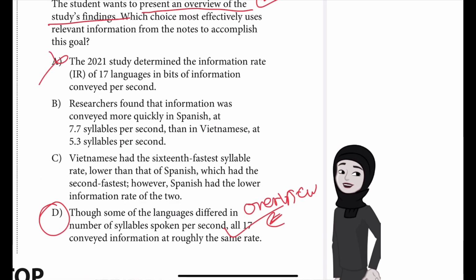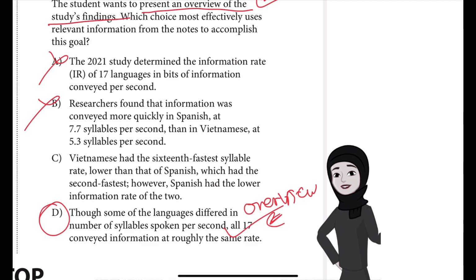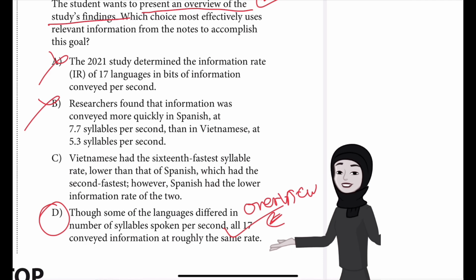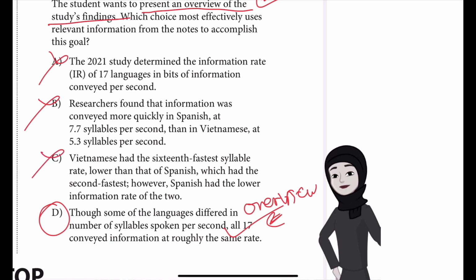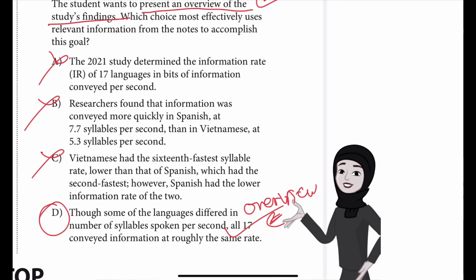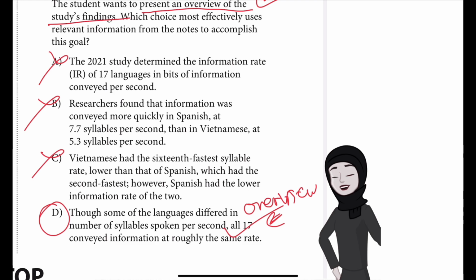A is incorrect. While the sentence describes one of the metrics the study assessed, it doesn't present any of the study's findings. B is incorrect. While the sentence compares specific findings about two of the languages studied, it doesn't provide an overview of the study's findings across all 17 languages. C is incorrect. The sentence compares specific findings about two of the languages studied. It doesn't provide an overview of the study's findings across all 17 languages.